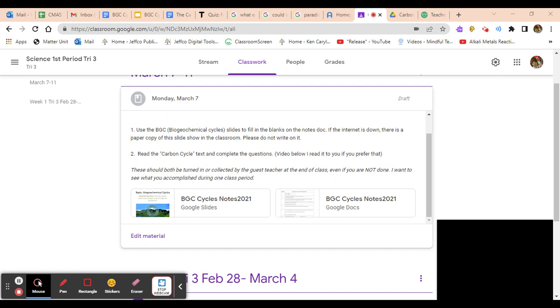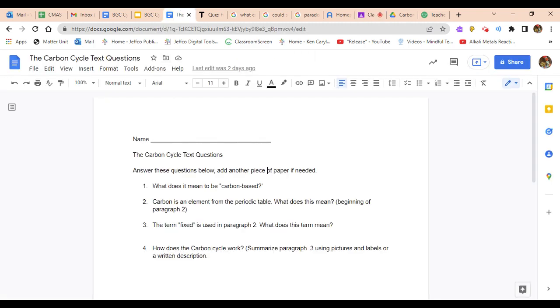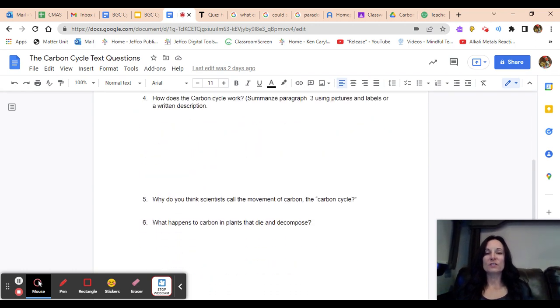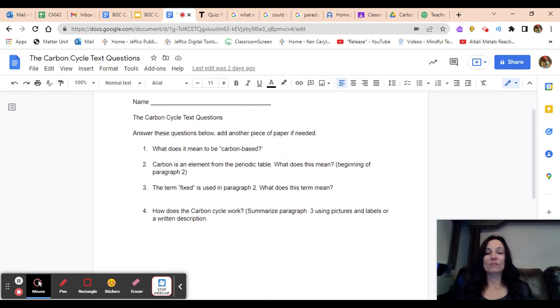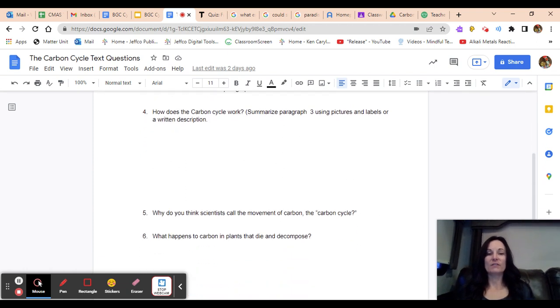So that is the text that is in class today, and then the questions that go with it are right below your copy of it. And you can see that there are 6 questions. They go in order of the paragraphs. So, question 1 is paragraph 1, 2 and 3 are paragraph 2. 4, it tells you paragraph 3, okay, and then 5 and 6 are your end paragraph.